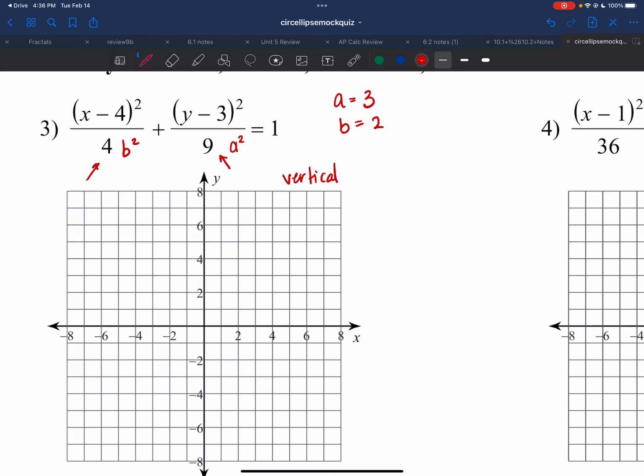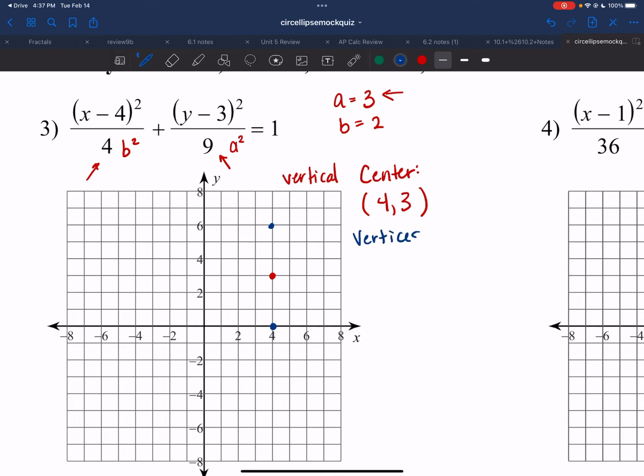Now I got to find my center. Finding the center is just like I find it on my circle. So I have minus 4 and minus 3. So my center is going to be 4, 3. And then I'm going to go ahead and plot that. So 4, 3 is my center. And I use my a to determine how long it's going to be. So 3 up and 3 down. So that would be my vertices.